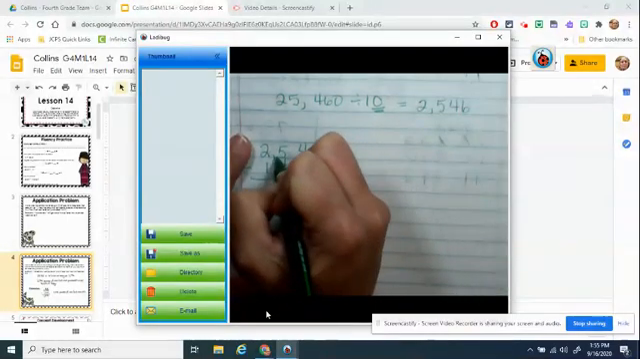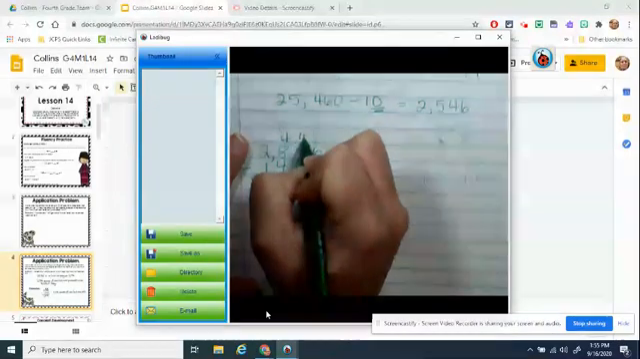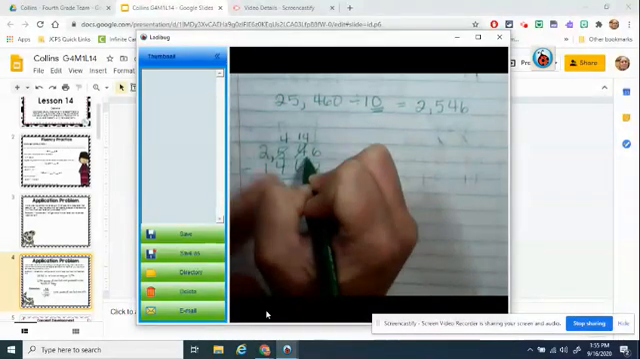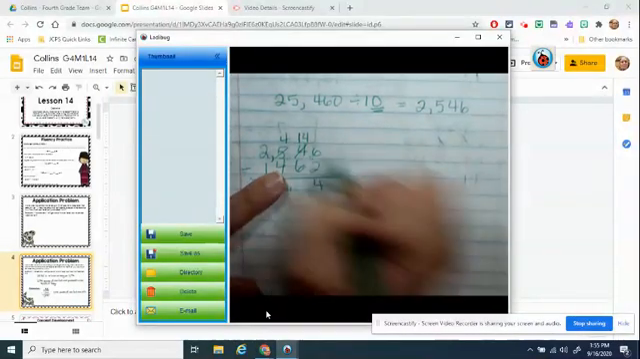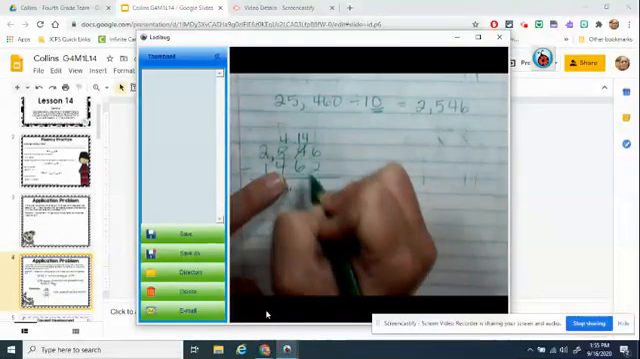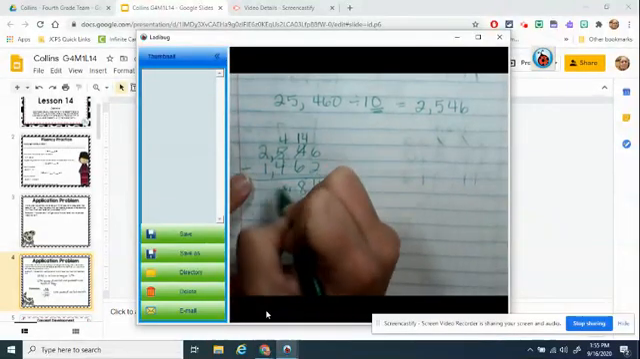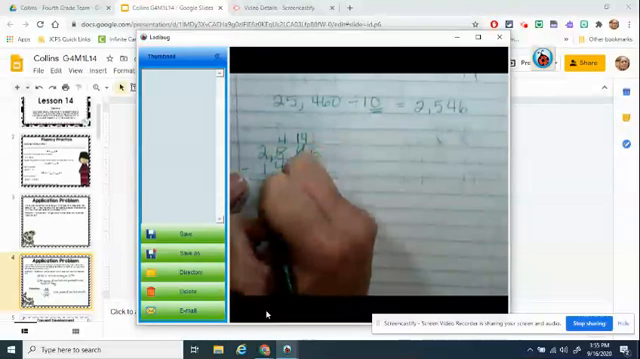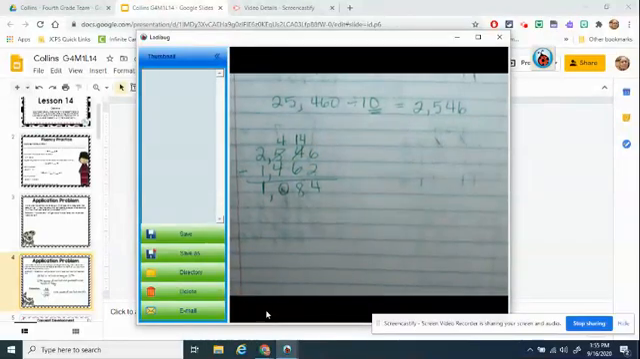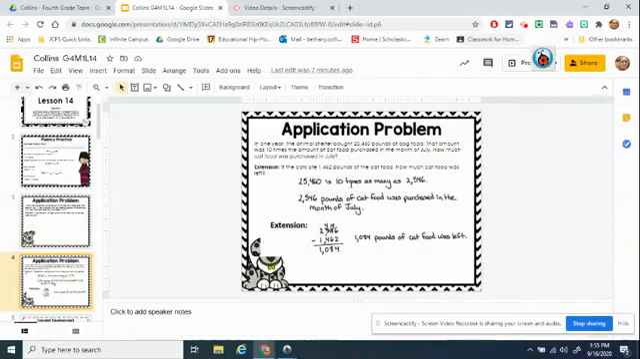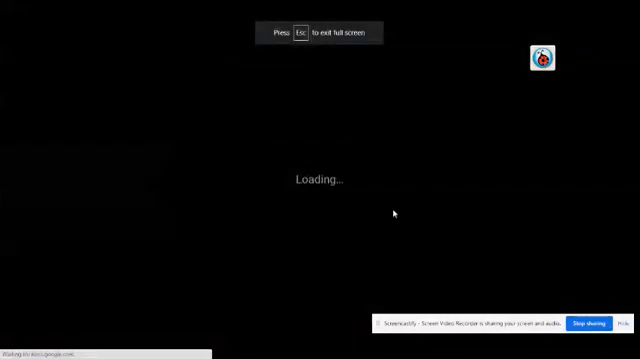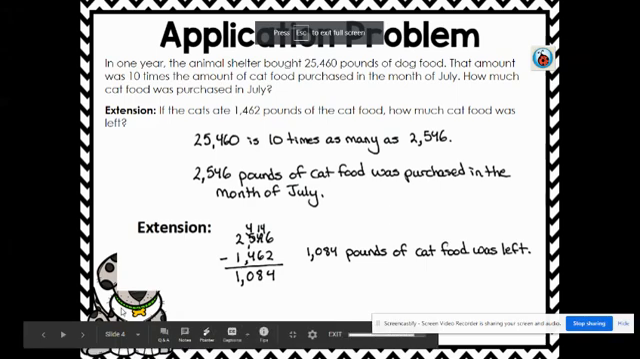I can't do it. So I'm going to go next door and regroup a 10. When I regroup that 10, it is now 14 in the tens place. 14 minus 6 is 8. 4 minus 4 is going to be 0. 2 minus 1 is 1. 1,084 is going to be my answer. Okay, when I come back here, I see 1,084 is in fact the answer. But I just wanted to take a minute and work that out with you.